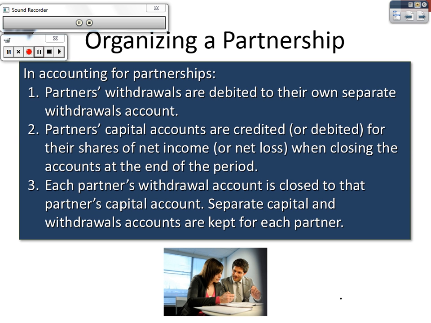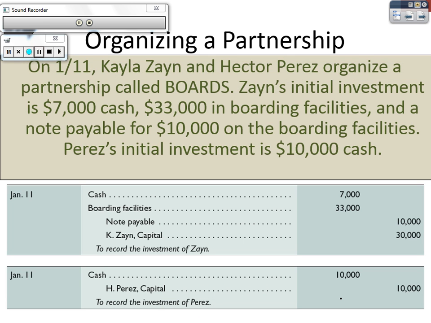So this is just telling you the journal entries that you need to make when it comes to organizing a partnership. If there are any withdrawals, it needs to be debited from their withdrawal account. The capital account is always debited for their shares of net income or net loss when you're closing at the end of the period. That's generally when they get paid. And their withdrawal accounts are closed to their capital account, just like we do in a normal closing process, right? And you separate the capital and withdrawal accounts for each person that is considered to be a partner.